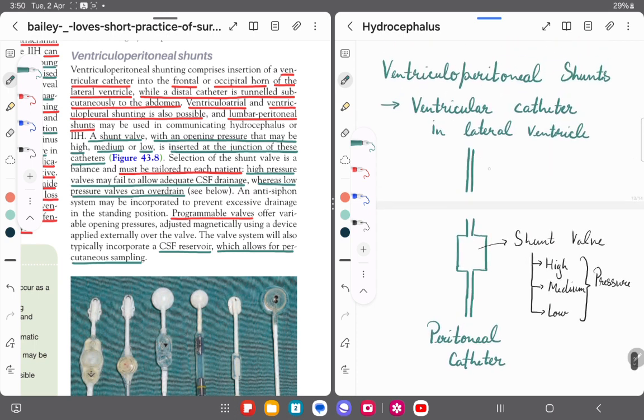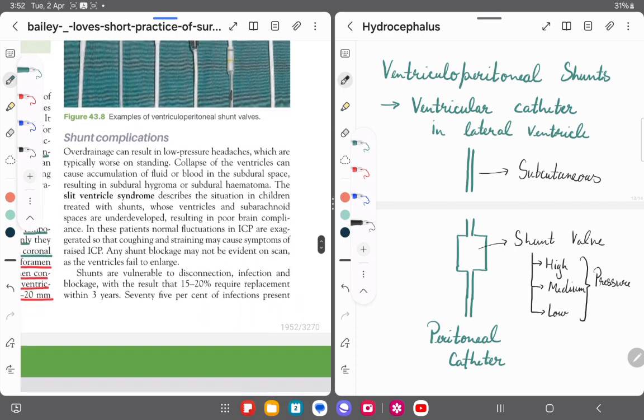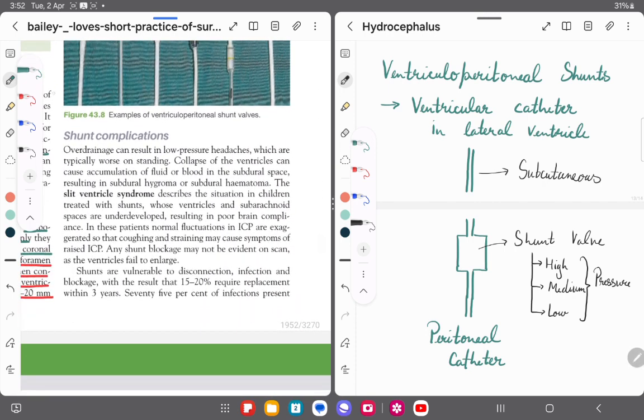And this system exists subcutaneously. Now shunt complications. Shunt complications can be overdrainage, which can result in low pressure headaches, typically worse on standing. Collapse of the ventricles can cause accumulation of fluid or blood in the subdural space, resulting in subdural hygroma or subdural hematoma.